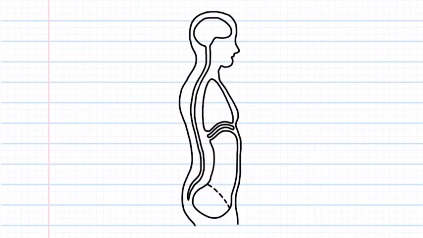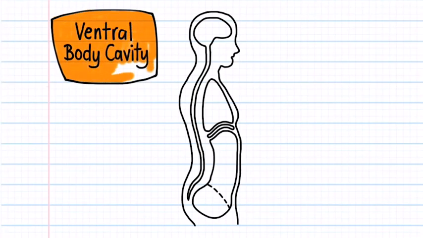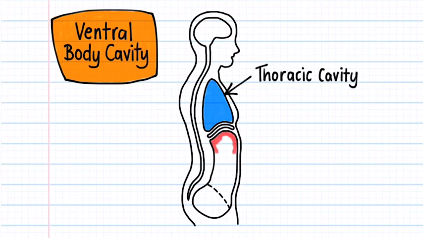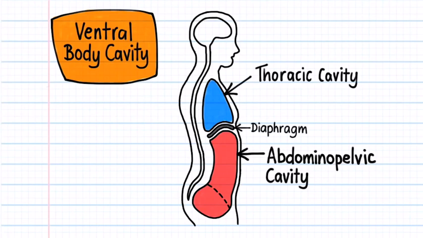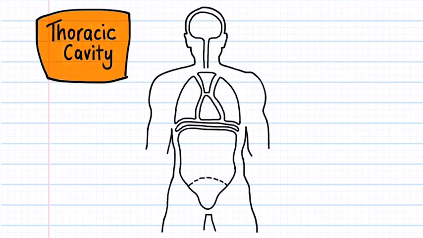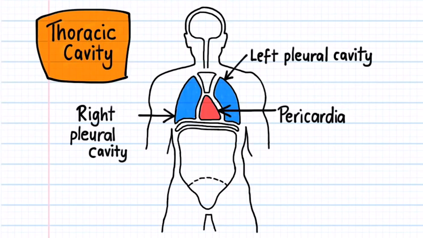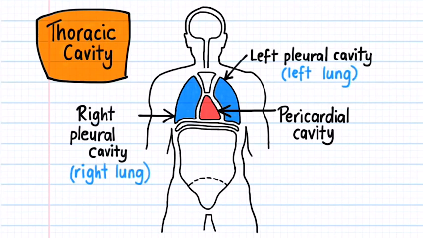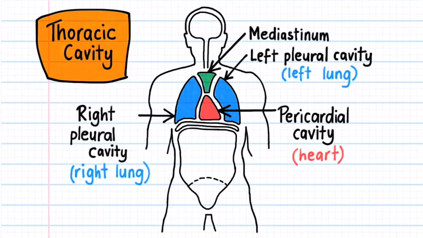Next is the ventral body cavity. It can be subdivided into two parts, the superior thoracic cavity and the inferior abdominopelvic cavity, which is separated by a flat muscular sheet called the diaphragm. The thoracic cavity can be subdivided into the left and right pleural cavities and a central pericardial cavity. The pleural cavities contain the lungs and the pericardial cavity contains the heart. Separating these three cavities is a partition called the mediastinum.